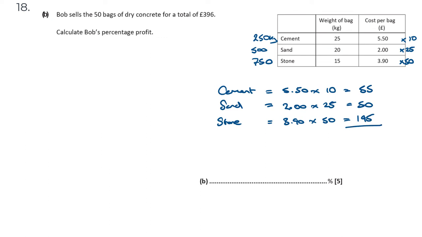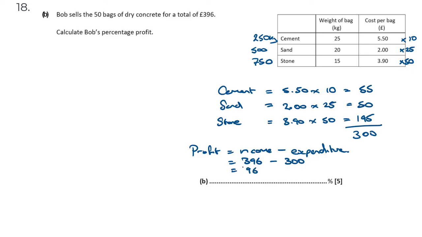Adding all that up, I suppose I could just do this on a calculator, but I try and do things in my head when I can. 105 and 195, that costs 300 altogether, doesn't it? Okay, so what's his profit? Profit is going to be income minus expenditure, which is going to be his £396 he had come in, what he sold it for, and the £300 that he spent. That is a profit of £96.